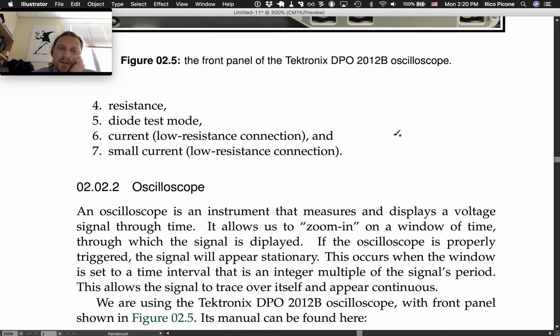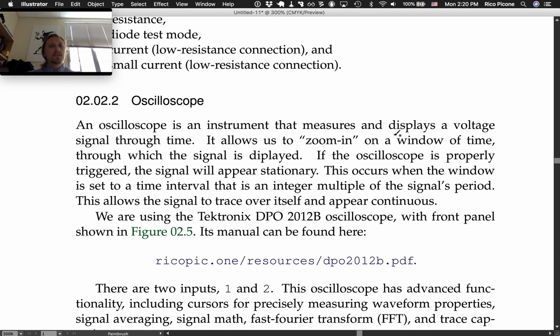Awesome. So let's talk about oscilloscopes. An oscilloscope is an instrument that measures and displays a voltage signal through time. Okay, so unlike the multimeter, which has just a digital display, it actually wants to show you a graph of what's happening through time. It allows us to zoom in on a window of time through which the signal is displayed. If the oscilloscope is properly triggered, the signal will appear stationary.